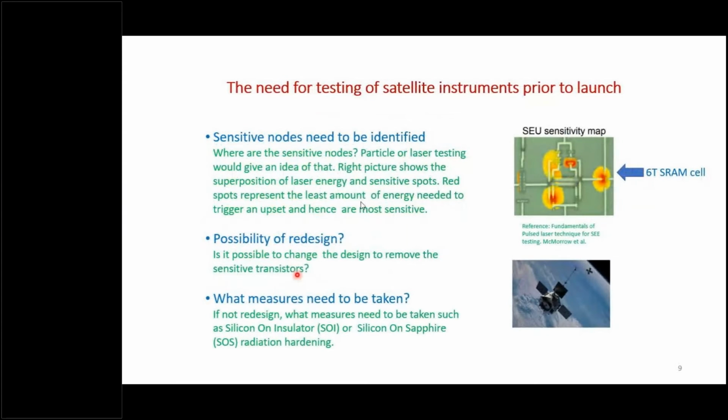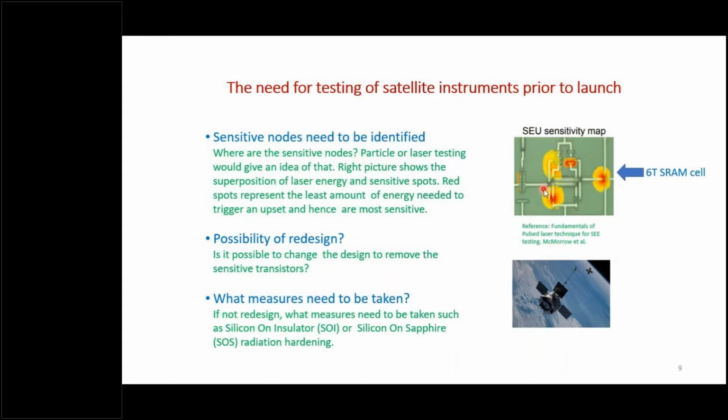Okay, next would be the need for testing of satellite instruments prior to launch. So the sensitive nodes need to be identified in a circuit before the launch. For example, this is from a paper by McMorrow, where they checked the SEU sensitivity map of an SRAM cell, and the red spots show the most sensitive parts of the circuit, and the yellow are a little bit less sensitive. So these parts need to be mapped and identified.